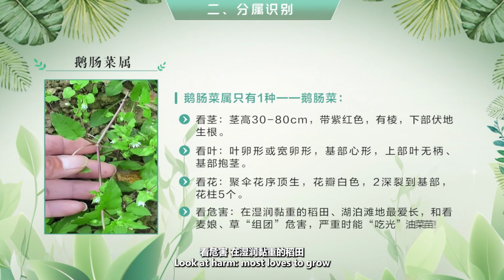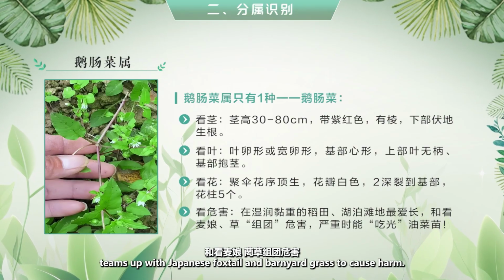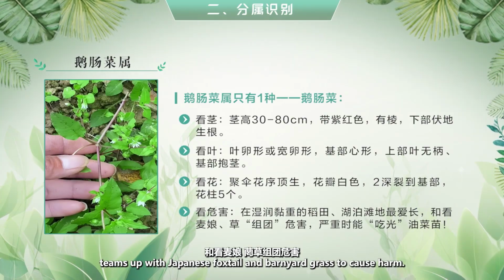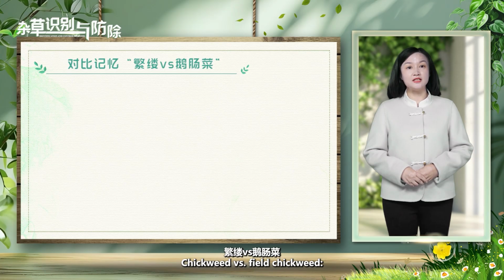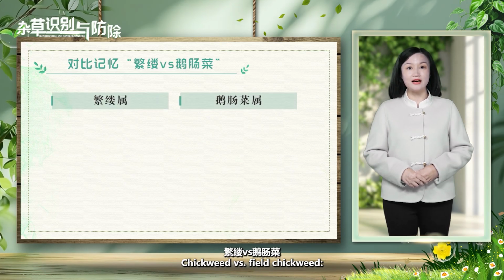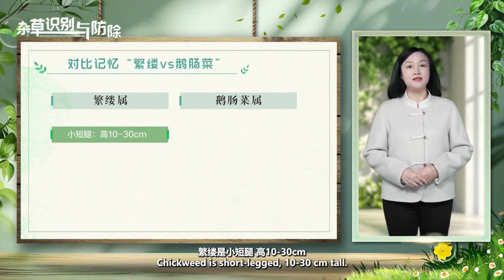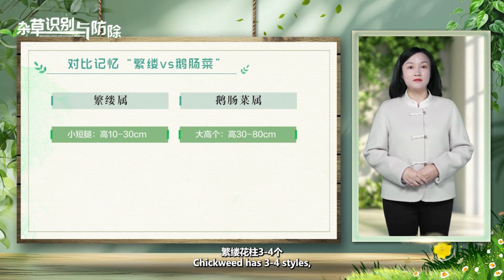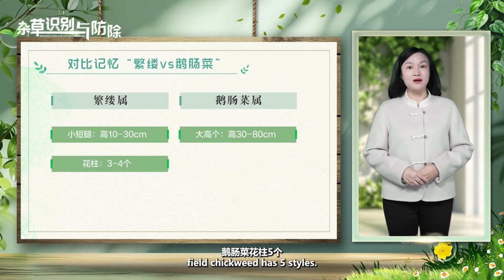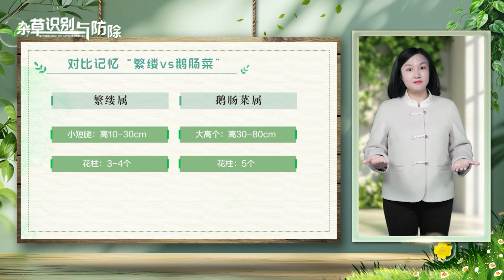Look at harm. Most loves to grow in moist, heavy paddy fields and lake beaches. Teams up with Japanese foxtail and barnyard grass to cause harm. When severe, can completely consume rapeseed seedlings. Chickweed versus field chickweed. Chickweed is short-legged, 10 to 30 centimeters tall. Field chickweed is tall, 30 to 80 centimeters. Chickweed has 3 to 4 styles. Field chickweed has 5 styles. Count the size, instantly distinguish.